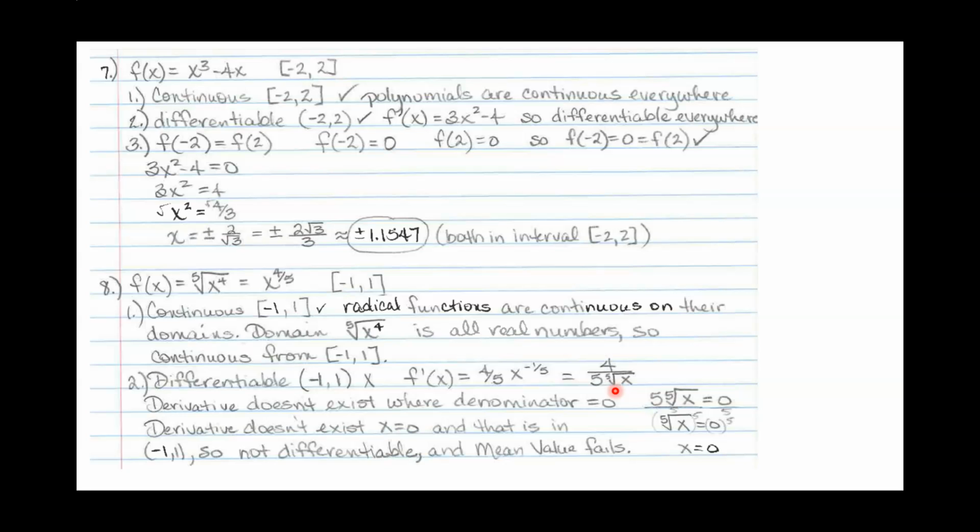That derivative will not exist anywhere the denominator equals 0. So let's take our denominator and set it equal to 0. I'm going to divide both sides by 5, and I'll get the 5th root of x equals 0. Raise both of those to the 5th power, and I'll get x is equal to 0. So this derivative doesn't exist at x equals 0, but that is in the interval between -1 and 1. So that second hypothesis fails. It's not differentiable on the open interval, and so therefore I cannot apply the mean value theorem.